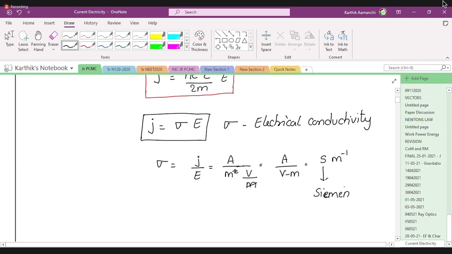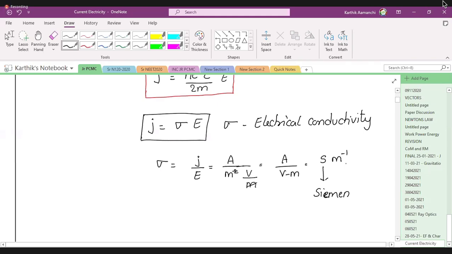Somebody will say Siemens, somebody will say Simon, anything is okay. Because somebody working in Siemens company will say we are working for Siemens company. Somebody will say Simon. Anything is okay. So electrical conductivity units are Siemens per meter. Clear? Siemens was a scientist.